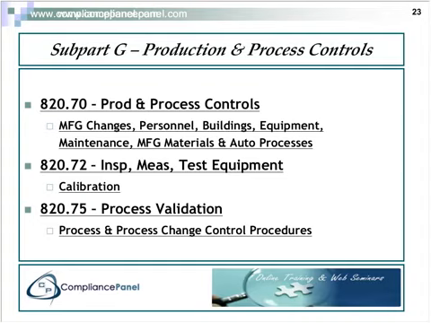And then manufacturing changes up at 820.70: manufacturing changes, personnel, buildings, equipment, all these things have to be documented properly. And then any manufacturing materials that go in need to be properly removed. So for instance, if you're manufacturing PC boards, they go through a solder process, and then they go through a cleaning process to remove flux from those boards. Those manufacturing materials that are not intended to be included with the device, you have to have records that they're properly removed from the device as well.